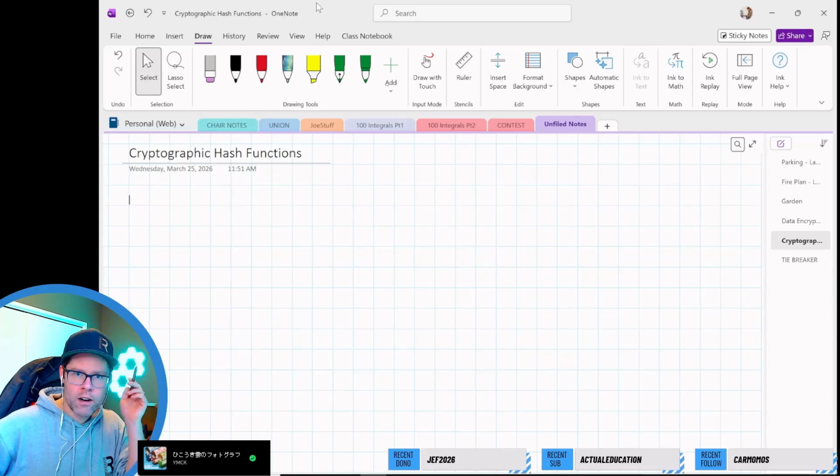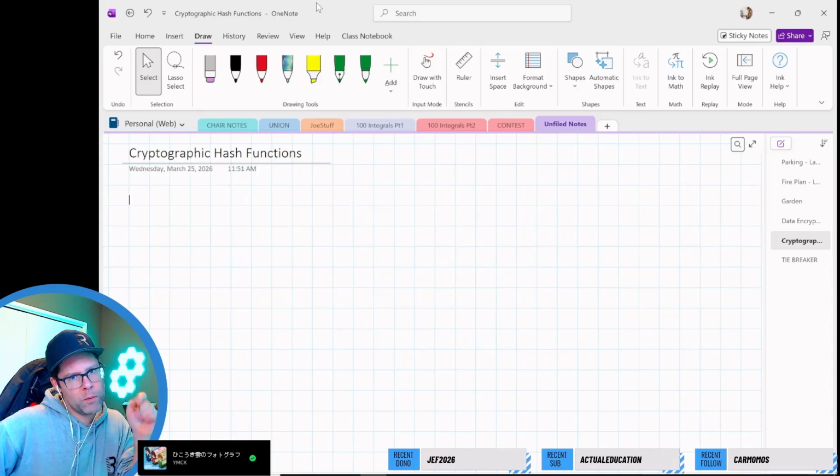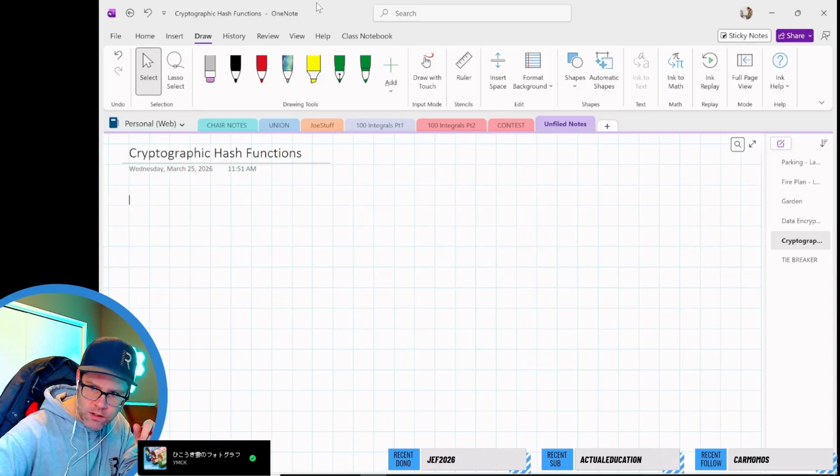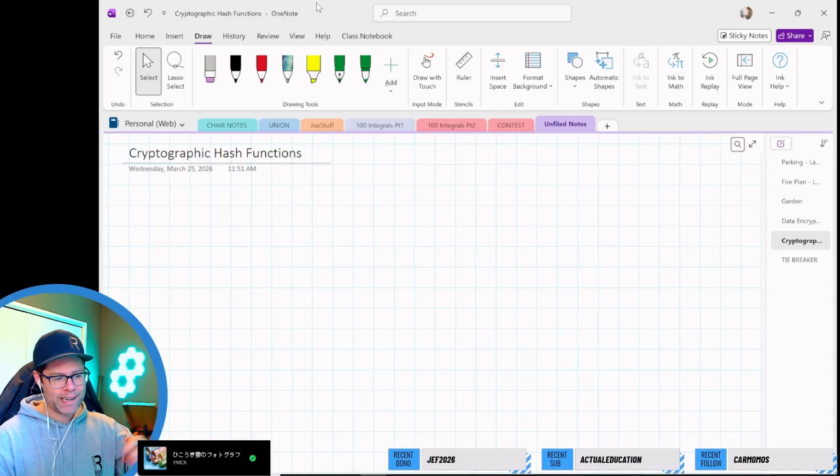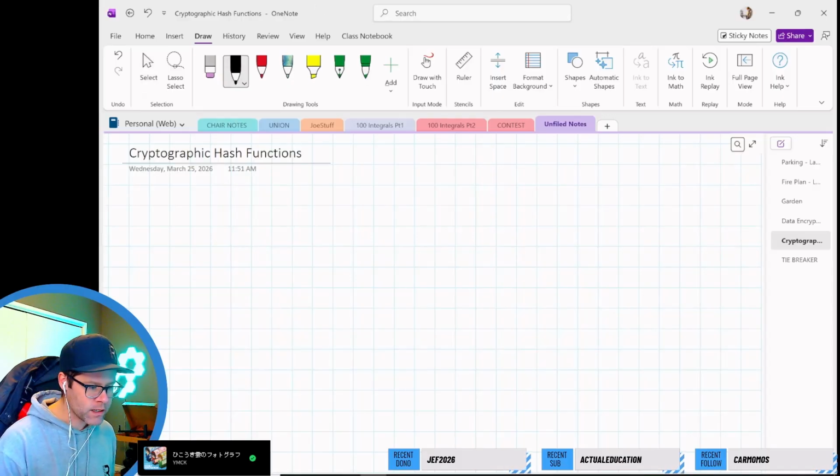I am the department chair at the college, and today we're talking a little bit about cryptographic hash functions. So, what they are, what they do, what's the point of these things, and how you might encounter these in practice.